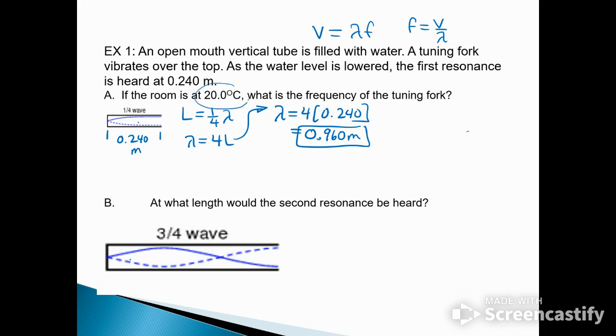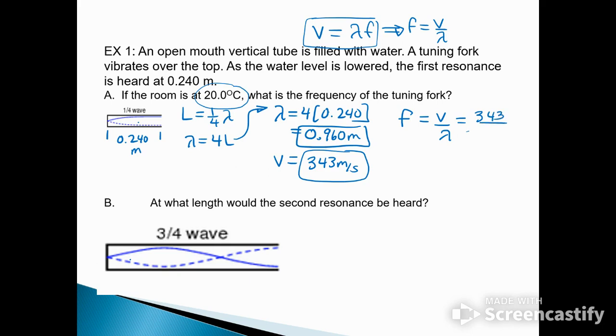And I'm told that the temperature is 20 degrees Celsius. That gives me the speed of sound. And remember from the equation that when you put in 331 plus 20 times 0.6, you get 343 meters per second. So now I can find out the F is equal to V over lambda because it's just the rearranged version of the universal wave equation. The V is 343. The lambda is 0.960. And it's 357.